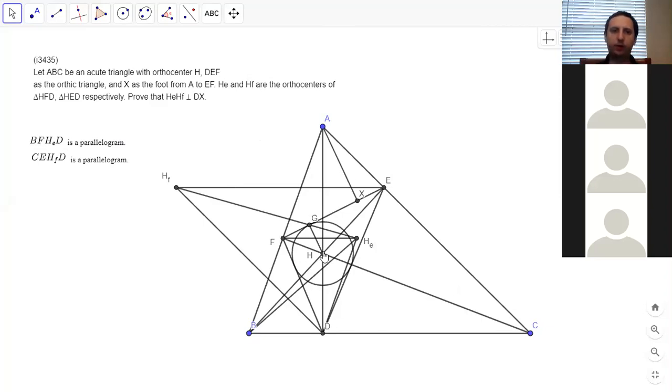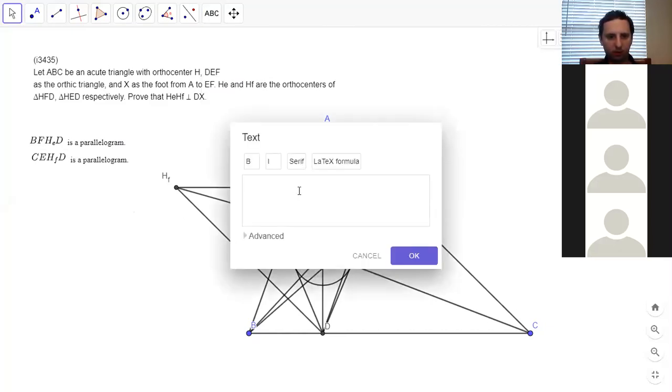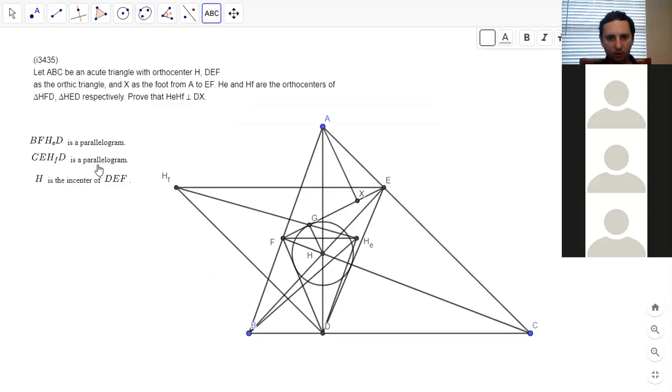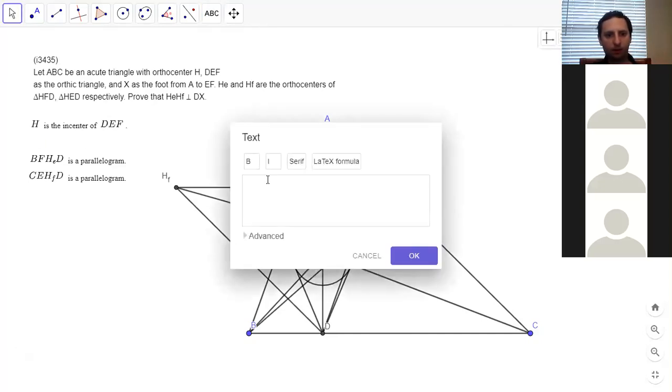And then H is the incenter of DEF, right? Yeah, I use that fact to prove the parallelograms. Okay, you use that fact to prove the parallelograms. And then is A the excenter of DEF? That's what you said, right? Yeah. I also use that fact to prove the parallelogram things. Yeah, that's all I got. I haven't finished proving it yet. Okay.